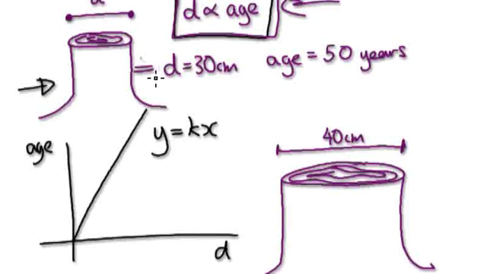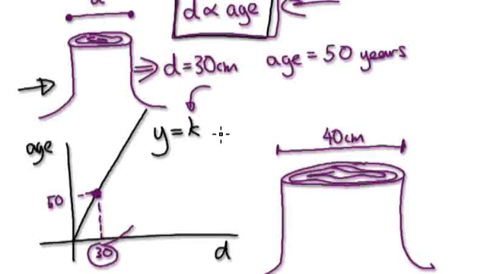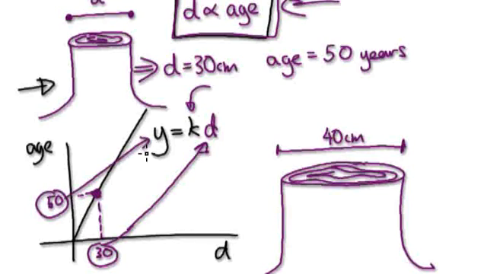But then we've been given this. When the diameter is 30, this is 30 here, the age is 50. So this here is 50. So we know one point on this line, so we should be able to work out k. Now x in our case is D, so we can put this into the D here, and y is age, so we can put it into here.